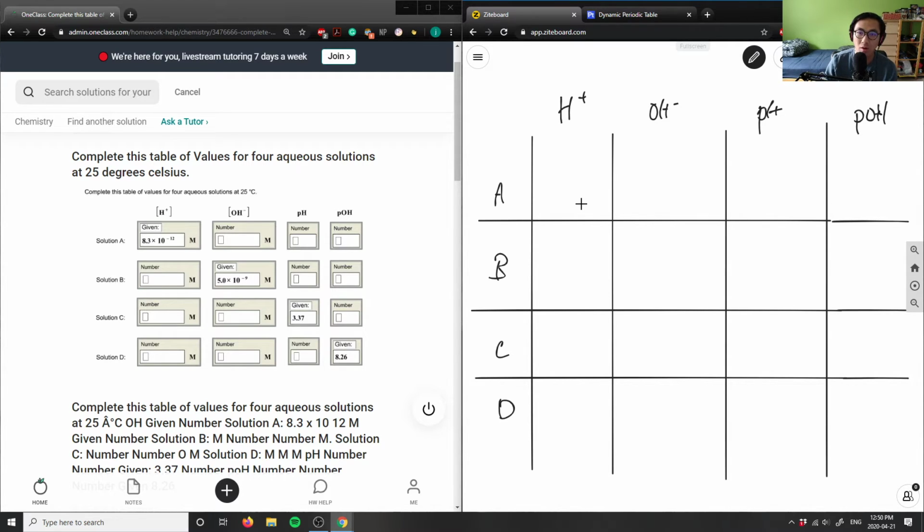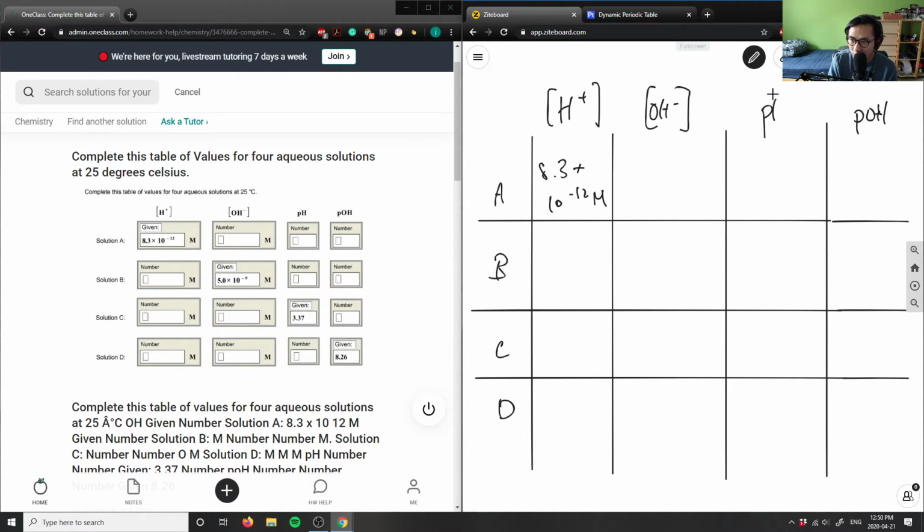So maybe I'll work horizontally. So I'm given my concentration. These are concentrations of my hydrogen ion here. This is H plus, 8.3 times 10 to the negative 12 molar. So again, how would I solve for my pH first? How would I solve for my pH of the solution here?